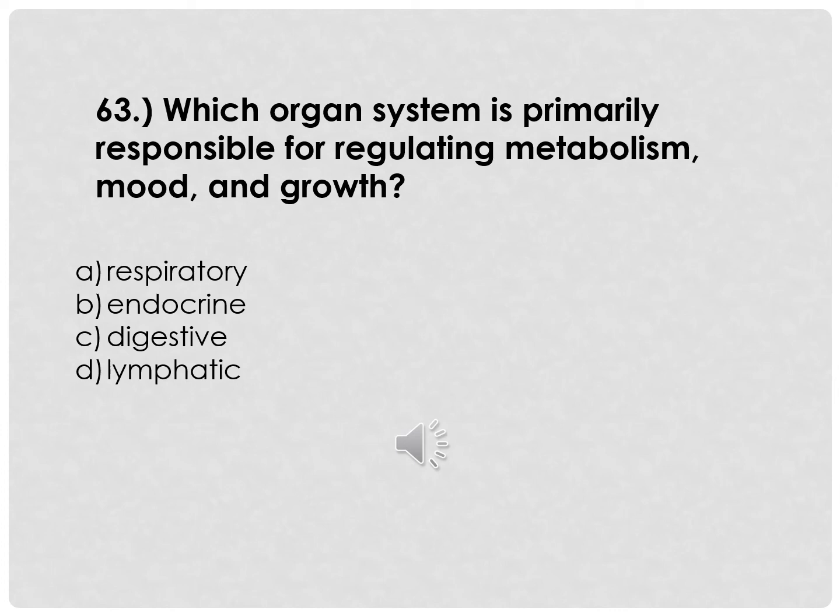So I believe the correct answer is B, the endocrine system. The endocrine system regulates metabolism by secreting T3 and T4 from the thyroid, and it regulates growth by secreting growth hormone from the pituitary gland.